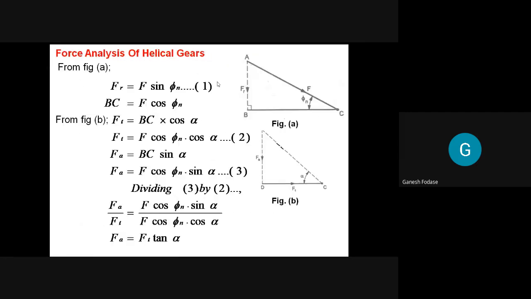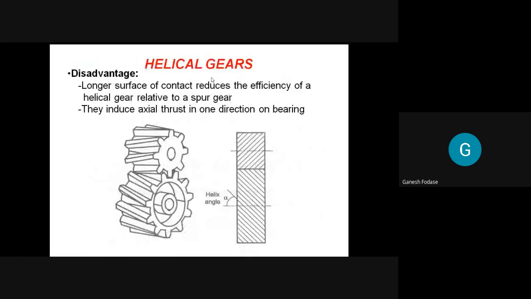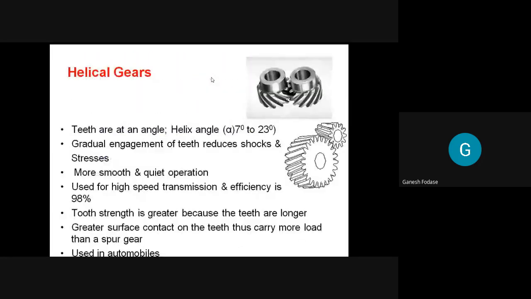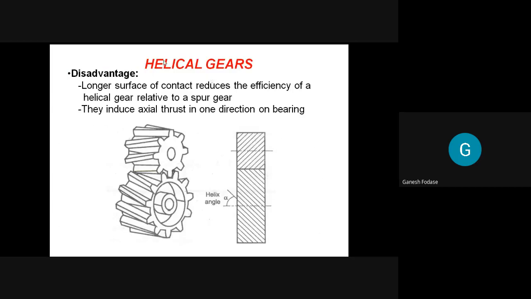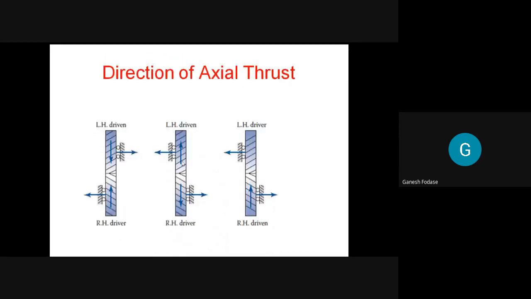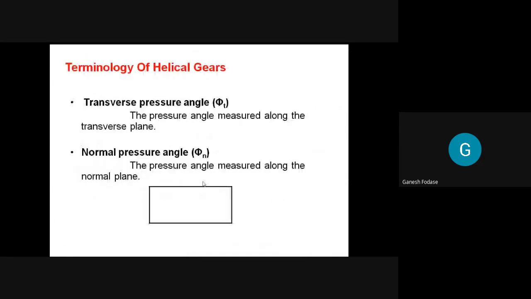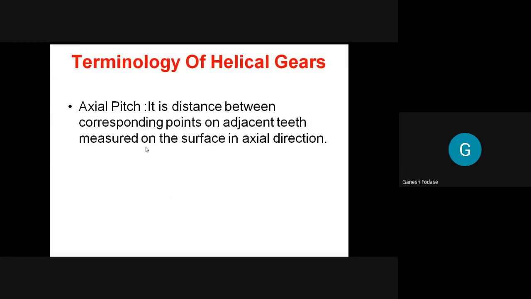What we discussed, I repeat again. First, what a helical gear is, the concept of helical gear, its advantages and disadvantages. We saw the disadvantage of axial thrust, and to eliminate this thrust, we use double helical gears or herringbone gears. Then we saw how to determine the direction of axial thrust. Then the terminology of helical gears, including helix angle, transverse and normal circular pitch, transverse and normal pressure angle, relations between them, and finally the concept of axial pitch.